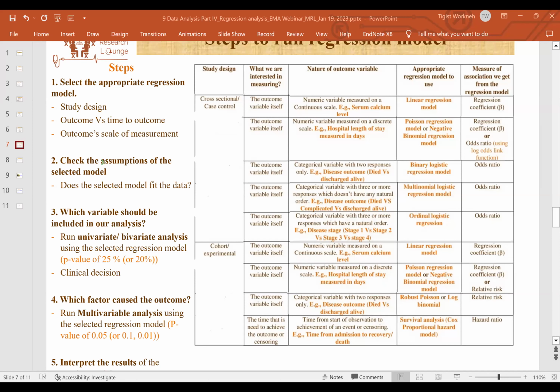So the first step is, as I said, identifying the type of study design. If you can correctly identify the type of study design, then you're more than halfway. And then the second step is identifying what your outcome variables are from the question. Then identifying the scale of measurement of the outcome variable. Then, well, the rest is easy, just picking from the available options.